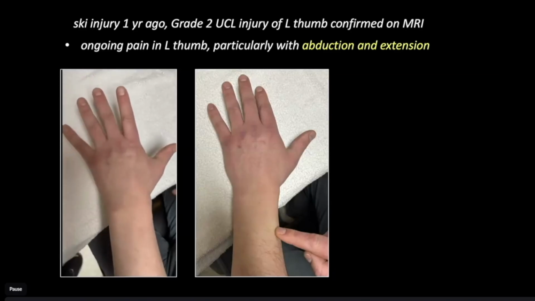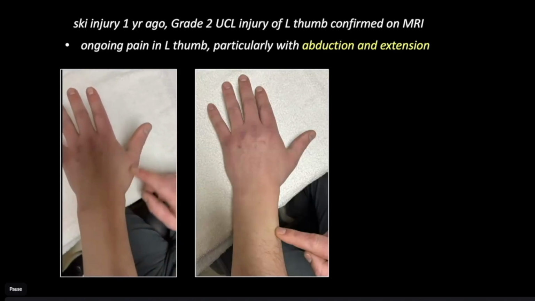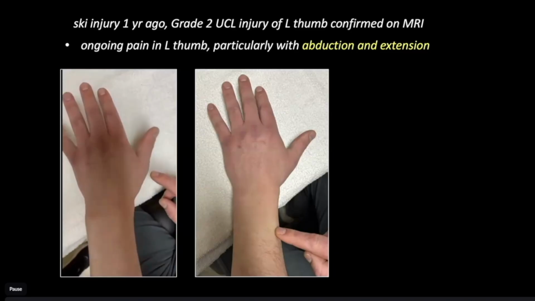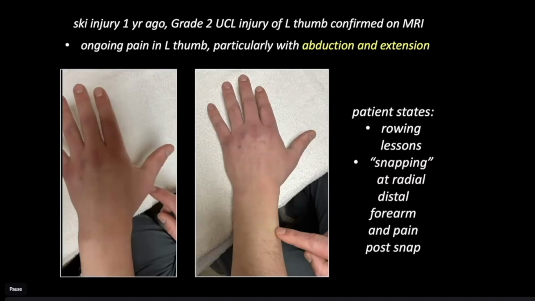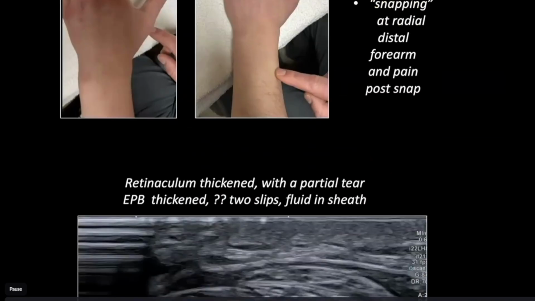But what he said was he had this pain in this area, especially with abduction and extension. He did tell us that since his injury, he started taking some rowing lessons, and he also came to us for one of the fingers triggering on his other hand, and he had trigger finger because of repetitive movements. He said he had a snapping at his radial or distal forearm when he performed those movements, maybe a little bit distal to where he's pointing.